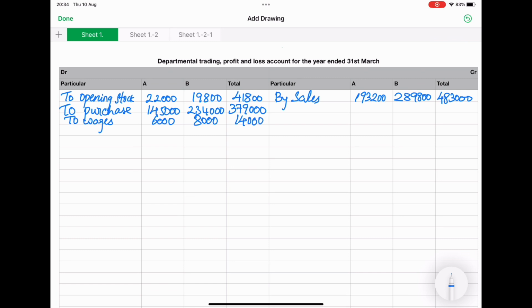Next thing, before going to the P&L account, we are going to check whether we have an interdepartmental transfer or not. Yes, in this question they have mentioned interdepartmental transfer, isn't it? So the first point is by department A to B. On both sides we are going to write it as by department transfer.